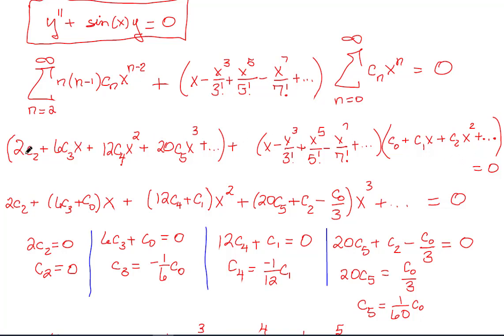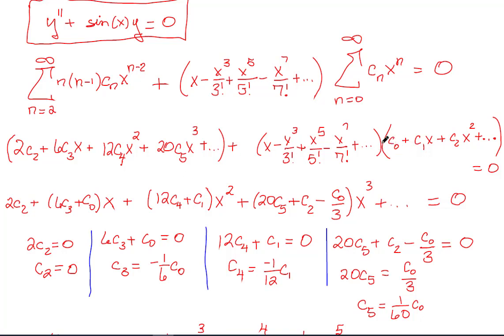So let's group some things together. I've got 2c2. It's the only term without any x's in it. I go looking for all the x terms. I got a 6c3. I'm going to have an x times c0. There's that term. What about any other terms? x squared. Let's see. A 12c4. How am I going to get an x squared over here?